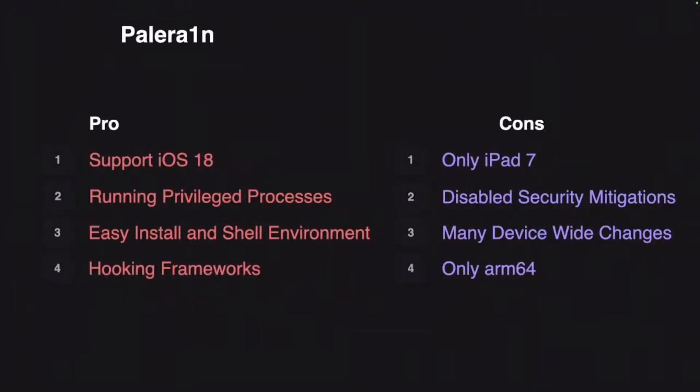Let's start with Palera1n first. The good thing about Palera1n is it still supports iOS 18. You can run privileged processes, whatever you like. It's easy to install, it brings a shell environment, you can hook into frameworks, and you have very nice access. The bad, or the cons here, is that it only runs on an iPad 7. It's going to reduce a lot of these security mitigations, and it has many device-wide changes.